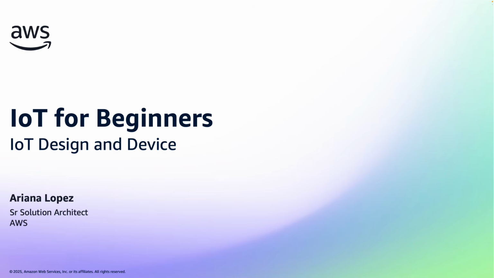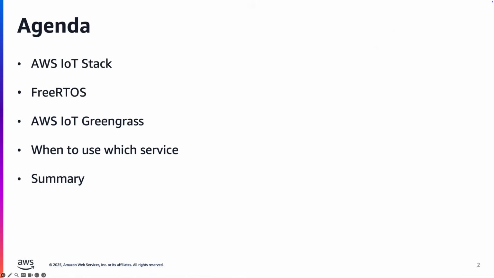Today, we are going to focus on IoT design and device, with an emphasis on FreeRTOS and AWS IoT Greengrass. In this video, we will go over the AWS IoT Stack, discuss one of the categories of the AWS IoT Stack, device and design, and then we will look at two of the services under that category, FreeRTOS and AWS IoT Greengrass. For each of those services, we will review what the service is, possible use cases, and the benefits of using that service, as well as when to use which service. And then we will close with a summary.